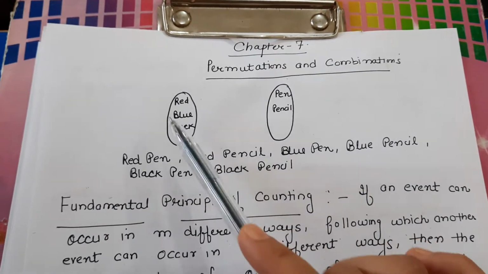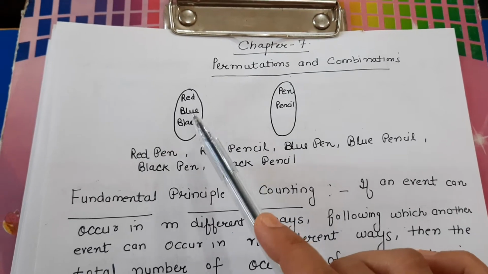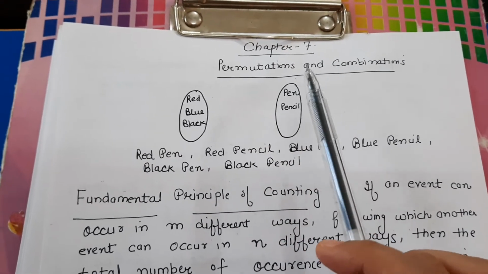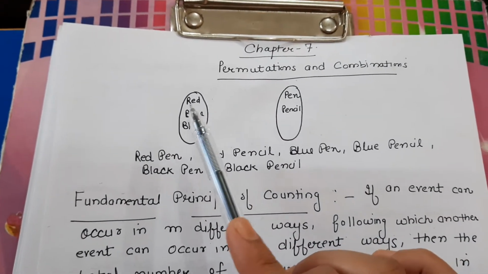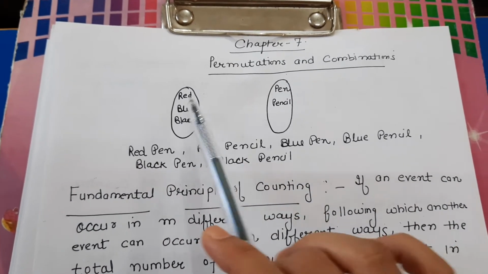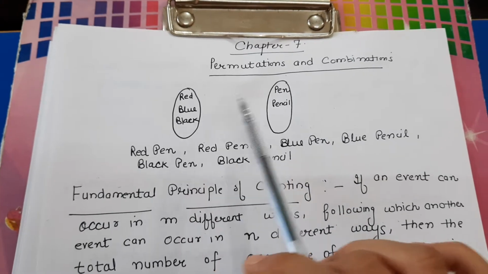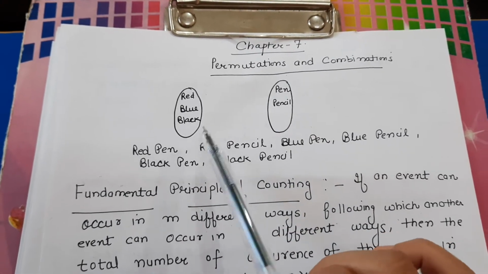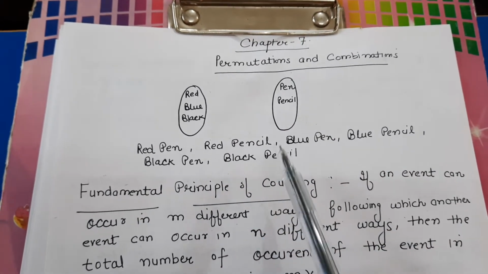Now suppose you have three colors, red, blue, black, and two items, pen and pencil. First you have to choose one color and then one item. That means you can take red pen, red pencil, blue pen, blue pencil, black pen, black pencil. So we have a total of 6 ways.